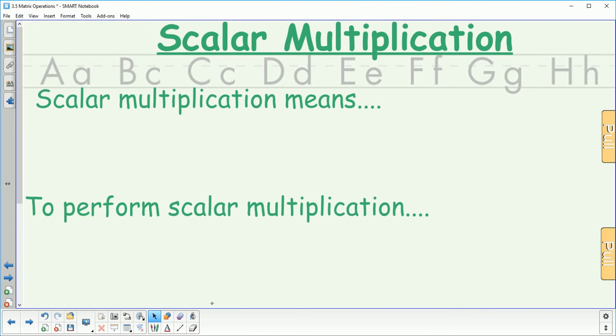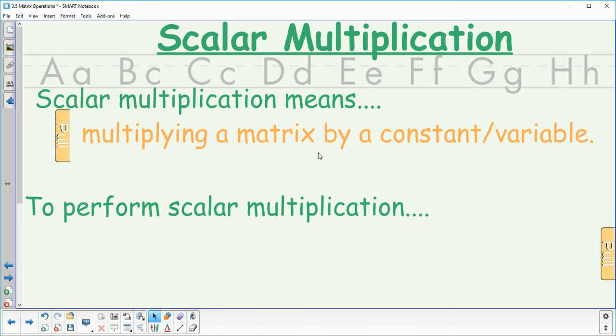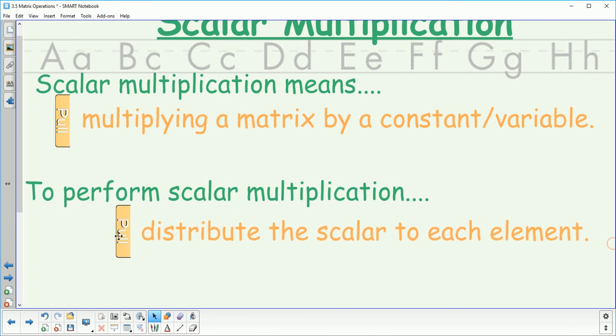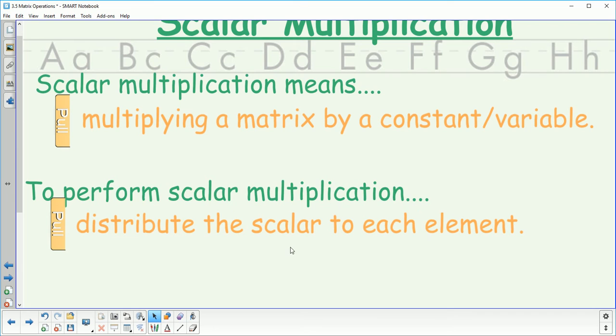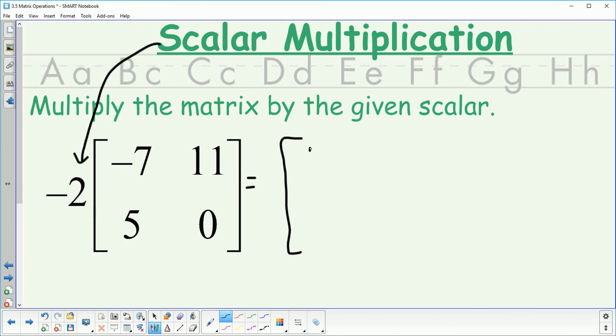Okay, then we're going to have something called scalar multiplication. Scalar multiplication just means that we're multiplying a matrix by a constant or a variable. And in order to perform this, you just want to think of it as distribution. So we're just going to distribute the scalar to each element. So we're going to multiply whatever our scalar is times each element. Okay, in this case, our scalar is negative 2. So we are going to distribute that negative 2, just multiply. Negative 2 times negative 7 gives us 14, negative 2 times 11 gives us a negative 22, negative 2 times 5 gives us a negative 10, and negative 2 times 0 stays as 0.